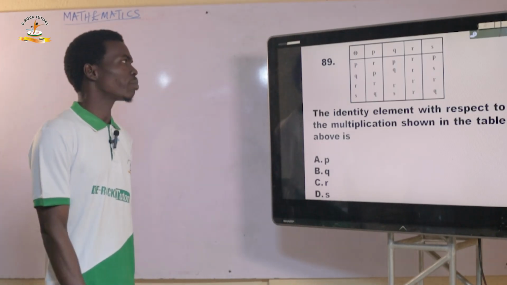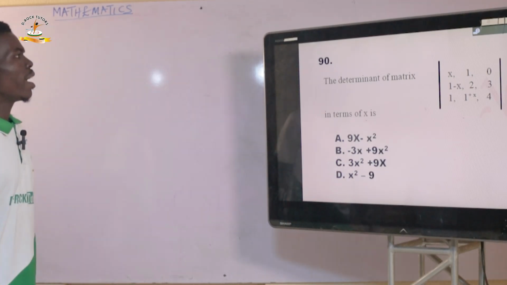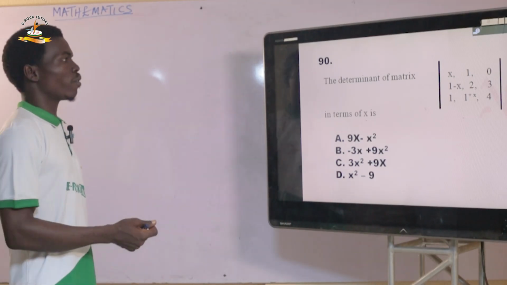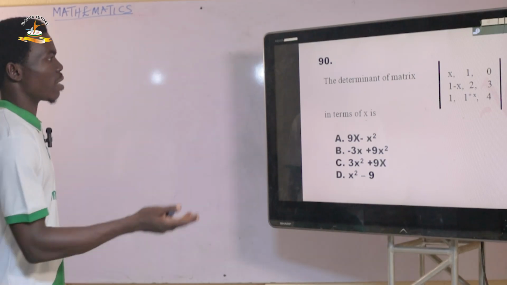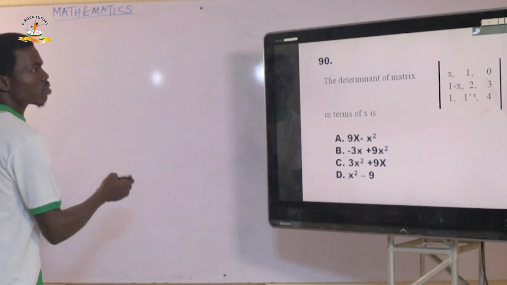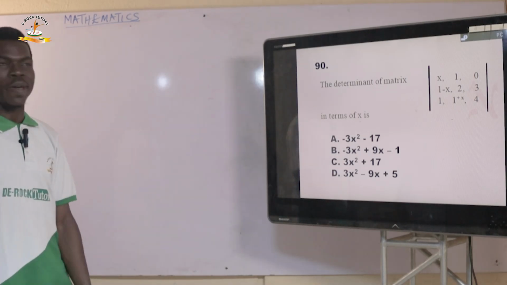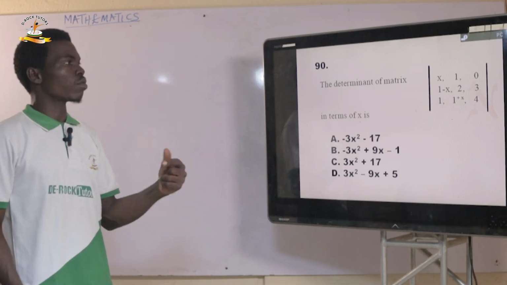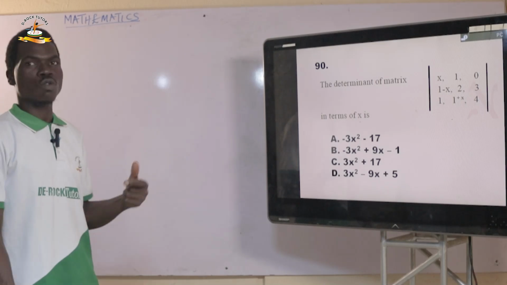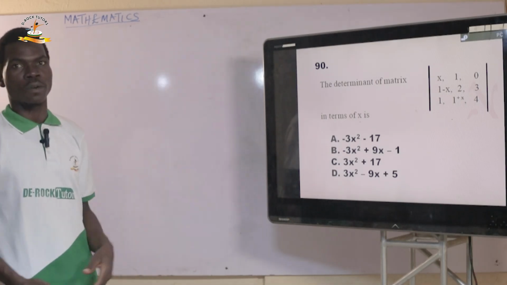Our next question. So let's go to question 90. The determinant of the matrix in terms of x is, so we're given a matrix, let's write that out. Alright, so question 90, we have to find the determinant of the matrix x, 1, 0, 1 minus x, 2, 3, 1, 1 plus x and 4.